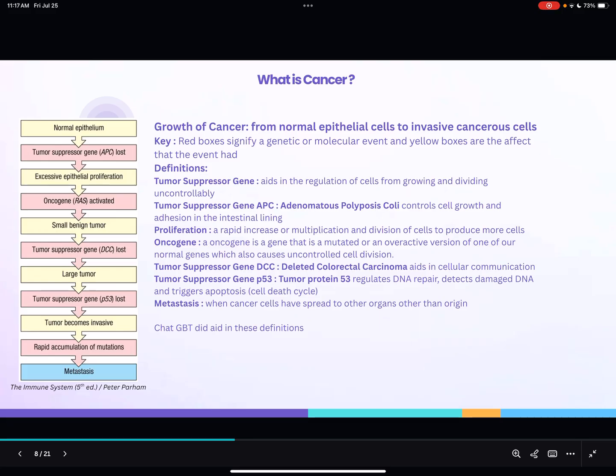I got this information from the textbook, but it's also key to know that ChatGPT did help me understand these definitions better in order to word them better on here.